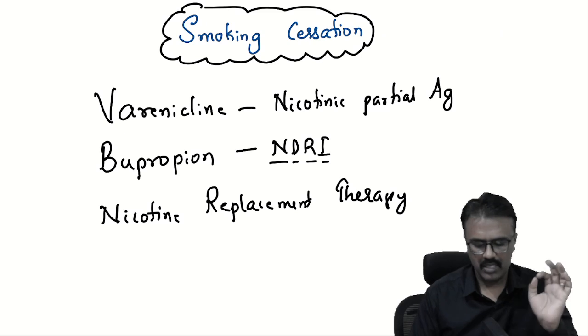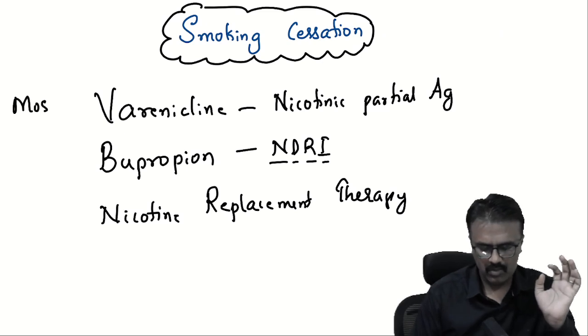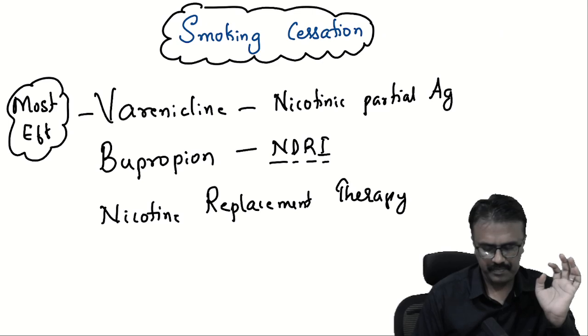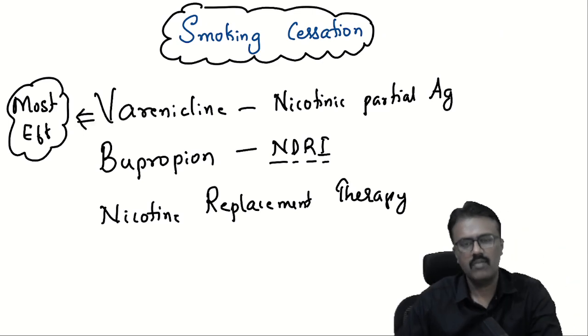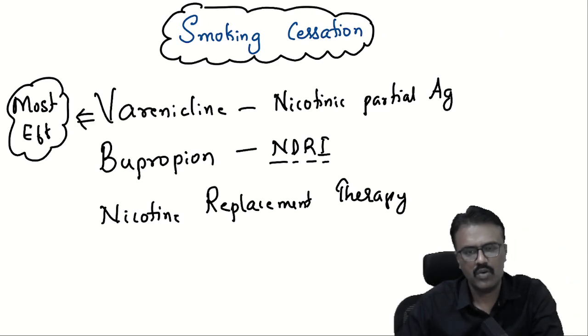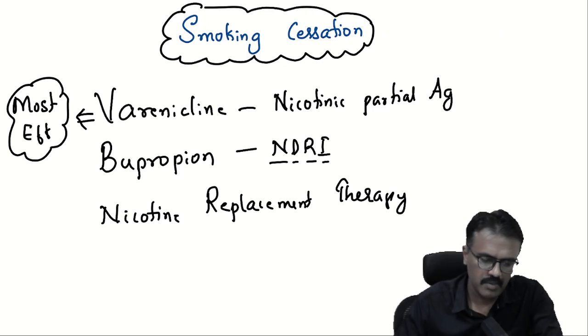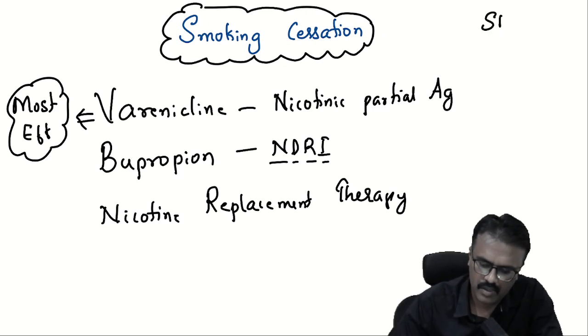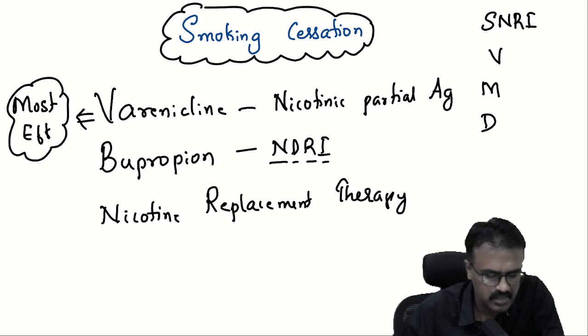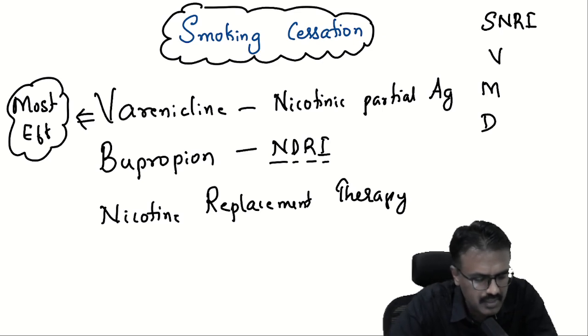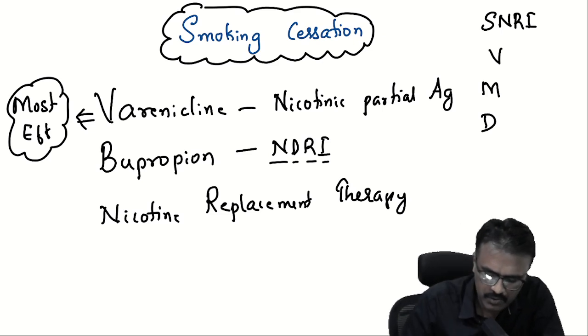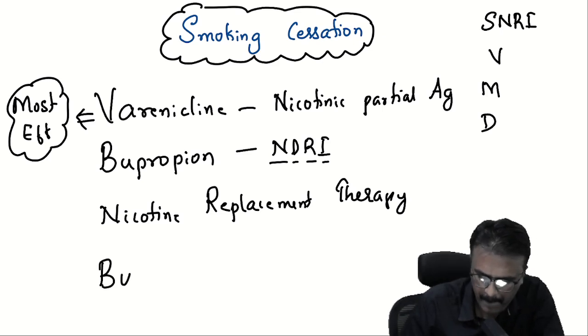So what is the most effective treatment among these? The most effective is varenicline. Varenicline is the most effective drug for smoking cessation. Correct? Now, tell me some SNRI, you know. SNRI drugs, I'll give VMD. Yes, buspirone is not an antidepressant. Don't confuse bupropion and buspirone.